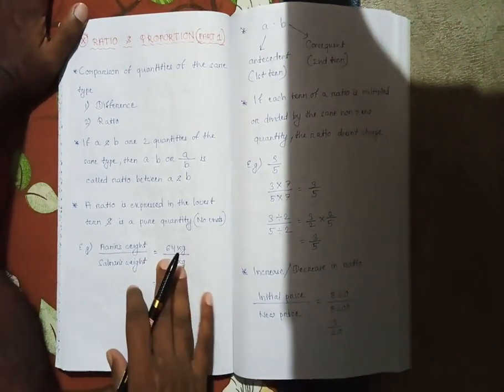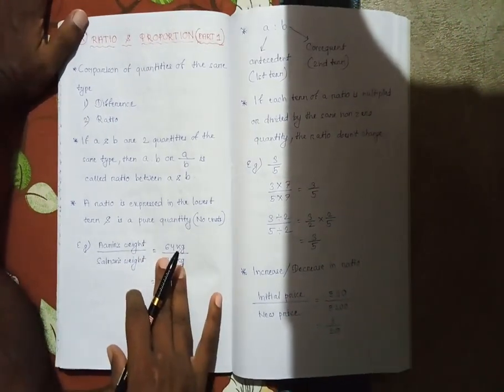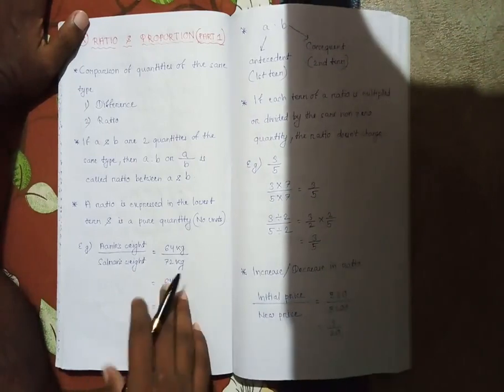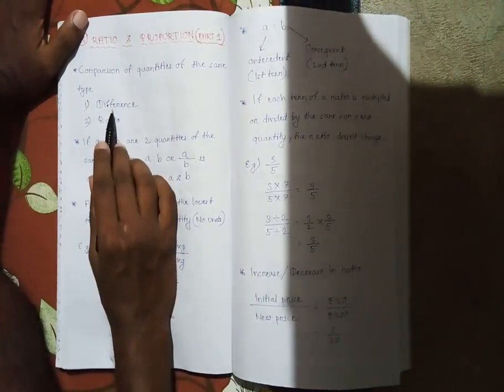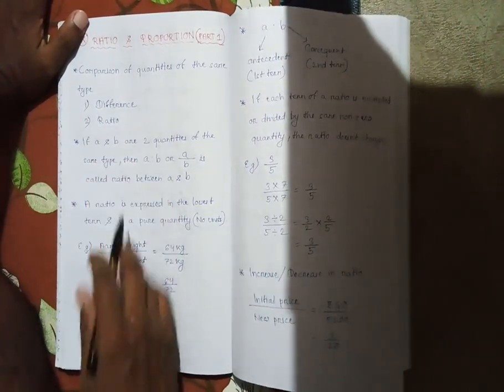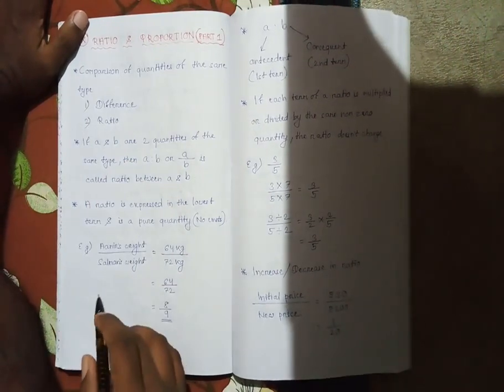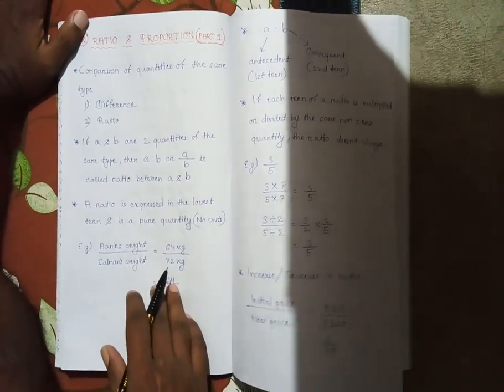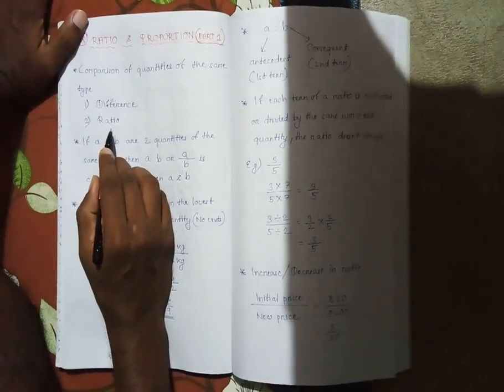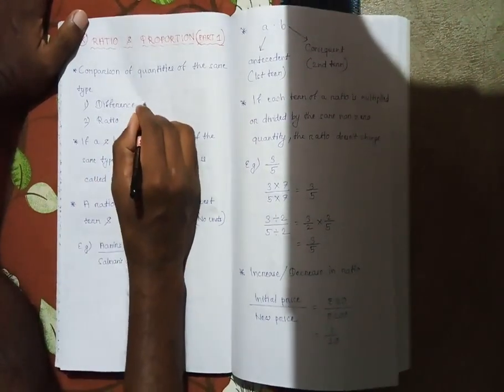In our daily life we compare many quantities and there are two methods of comparison. One is difference, the other is ratio. Okay, and in this chapter we will be discussing about ratio, not difference.